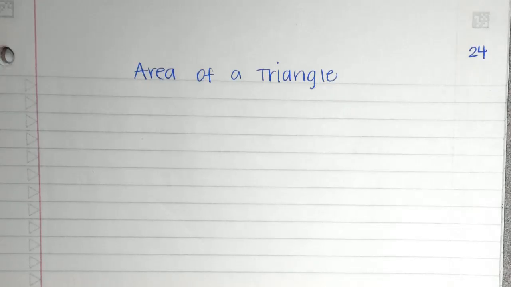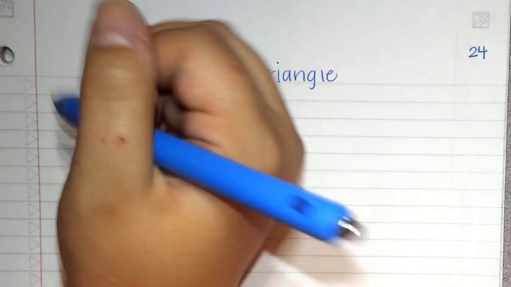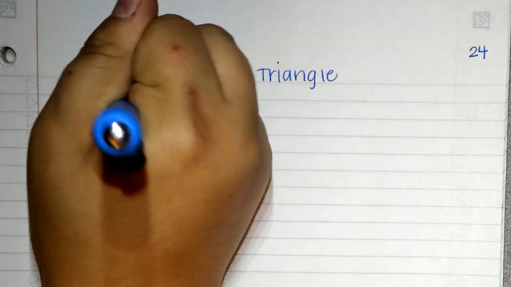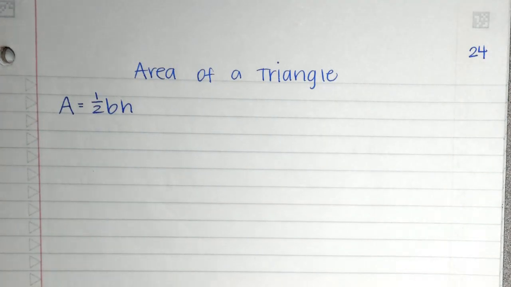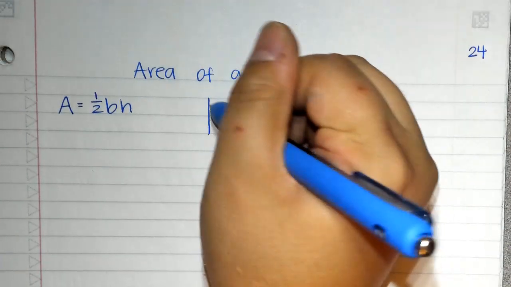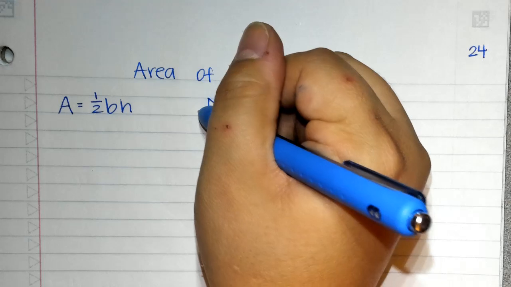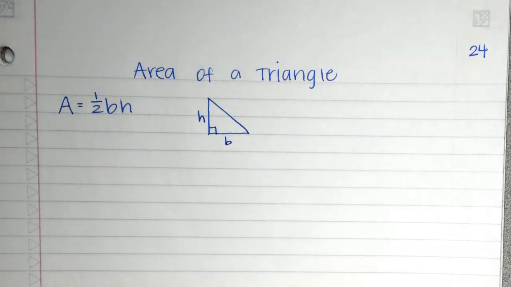All right, area of a triangle. You've learned area of a triangle since 3rd grade. Does anybody remember that formula? 1/2 base times height. Okay? If it's a right triangle, your base is the bottom. Your height is the side with the 90-degree angle, the other leg.